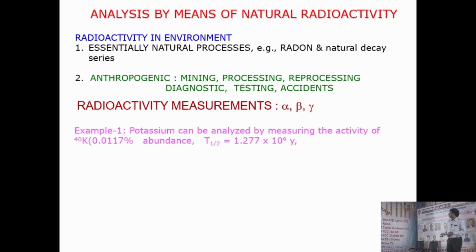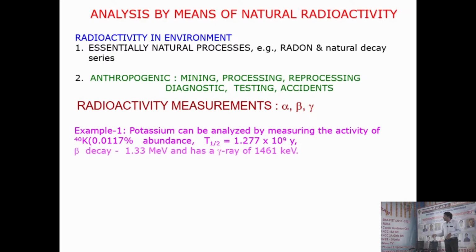Now, an example: potassium can be analyzed by measuring the activity of potassium-40, which has a natural abundance of 0.0117 percent and a half-life of 1.277 × 10^9 years. I think Atanuja has already demonstrated this to you all. You can take potassium iodide, or any sample from your chemistry lab, and measure the activity using a gamma spectrometer. If you want to estimate how much potassium is there, you can calculate it from the half-life and abundance. This is just one example.